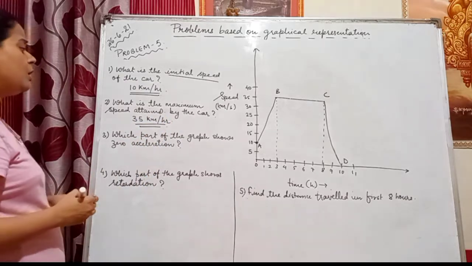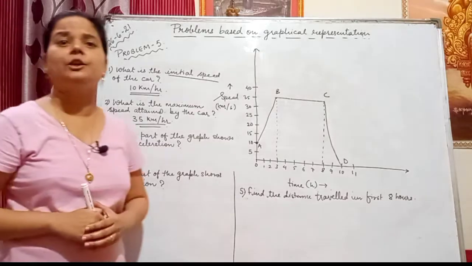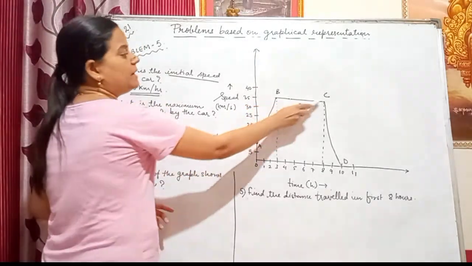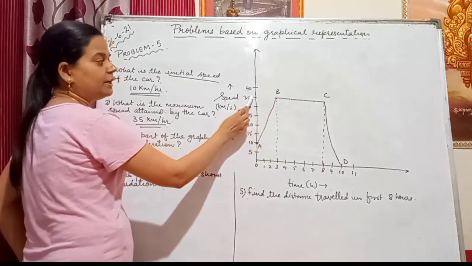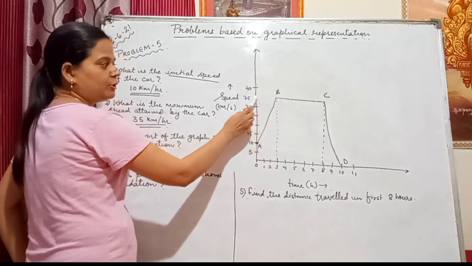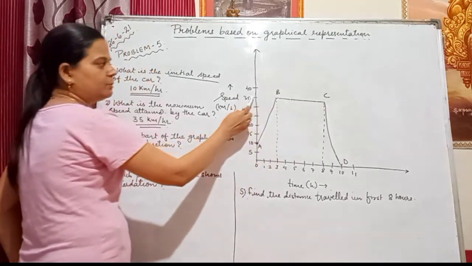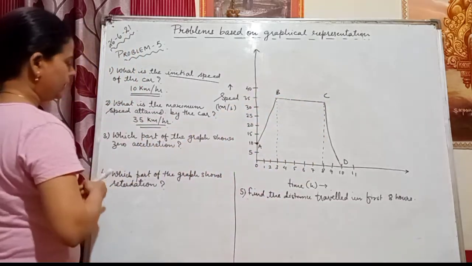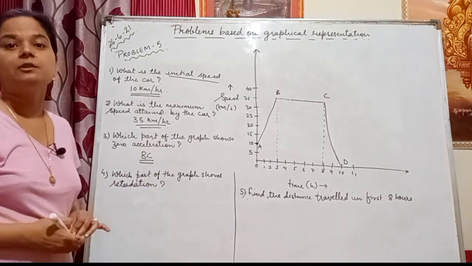Then we have: which part of the graph shows zero acceleration? Zero acceleration means where the speed is not changing. You can see that BC is the part where the speed is not changing. At B the speed is 35, and at C also the speed is 35. After C it started changing. So BC is the part where the acceleration is 0 as the speed is not changing in this part.